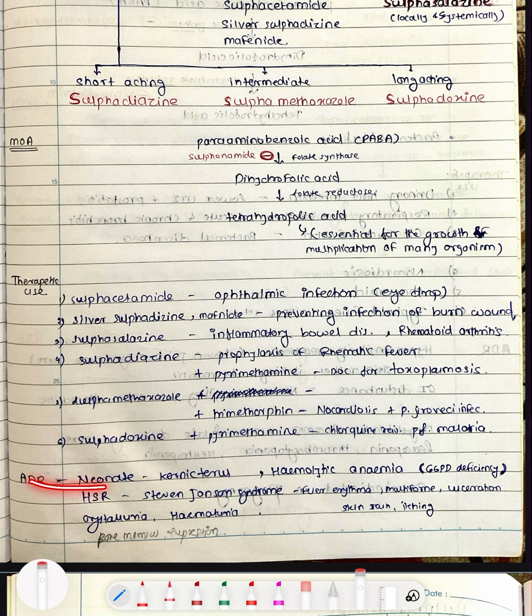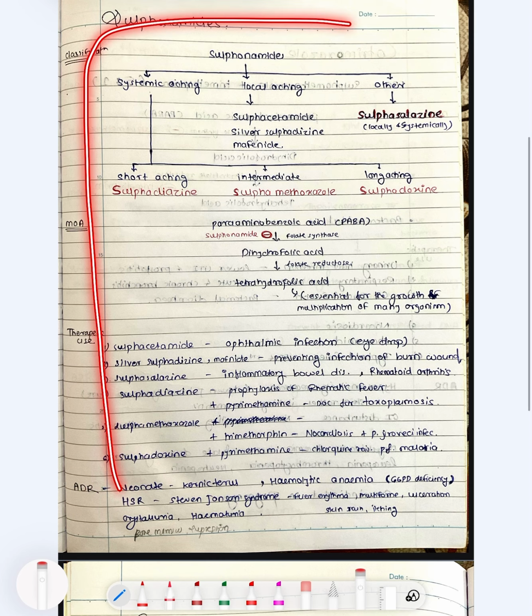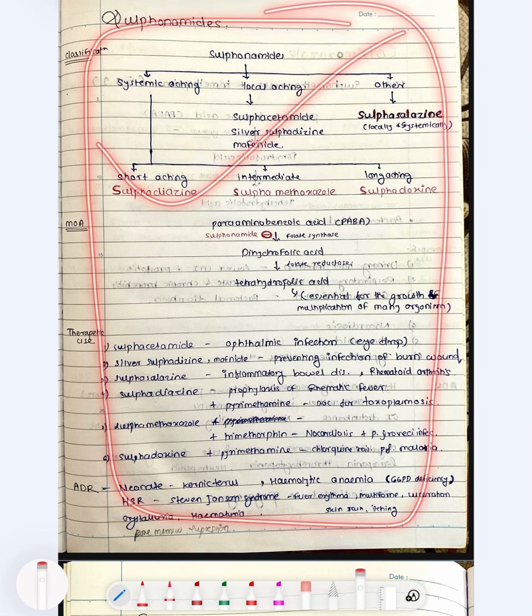Then the adverse drug reactions of the sulfonamide: in neonates, it causes kernicterus, and hemolytic anemia due to G6PD deficiency. Hypersensitivity reactions, that is Stevens-Johnson syndrome, fever, erythema multiforme, ulceration; skin rash and itching are common. And then crystalluria, hematuria, and bone marrow suppression can also be seen. These are some adverse drug reactions of the sulfonamide. So in this way, this is the brief information about the sulfonamides.